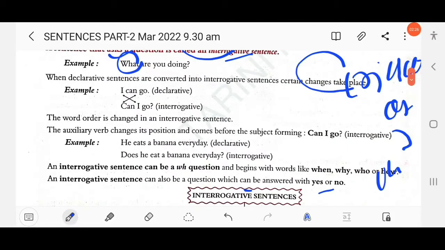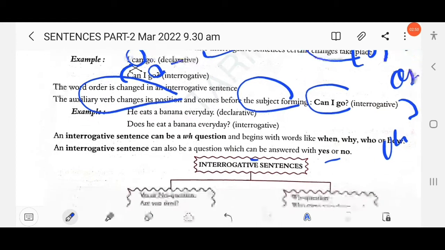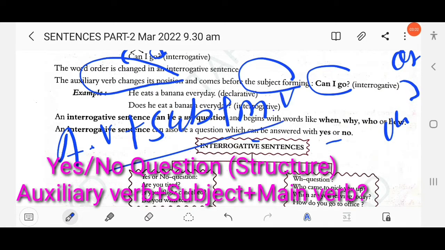Here, I can go. This is a declarative sentence. The auxiliary verb comes to the beginning of the sentence. Here the auxiliary verb is can, used at the beginning: Can I go? Then you need to use the question mark at the end of the sentence. The word order is changed in an interrogative sentence. The auxiliary verb changes its position, as we have already discussed. In yes/no questions the auxiliary verb plays the most important role and comes before the subject: Can I go? The structure of a yes/no question is auxiliary verb plus subject plus main verb. This is the general structure of yes/no questions.